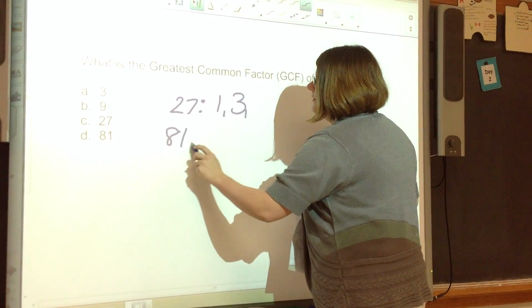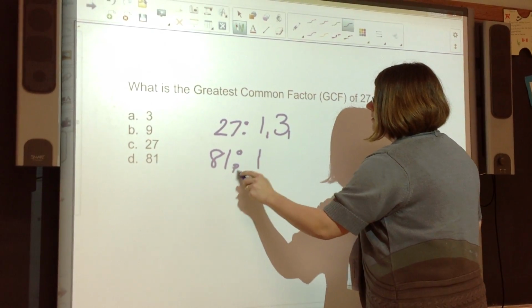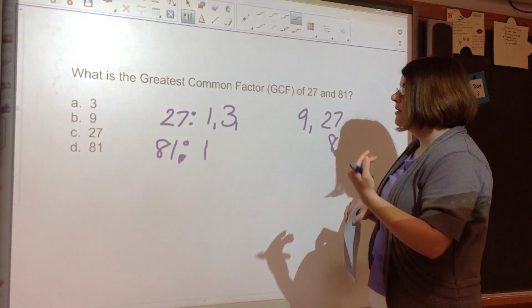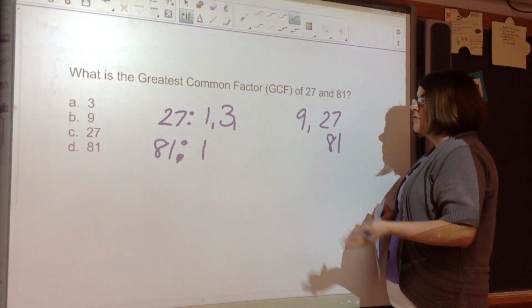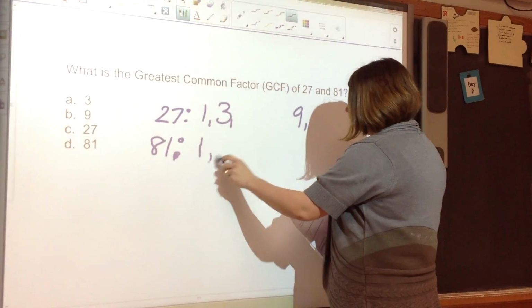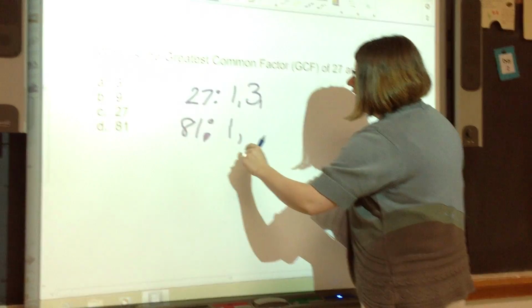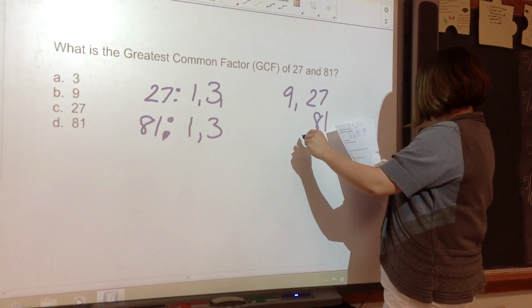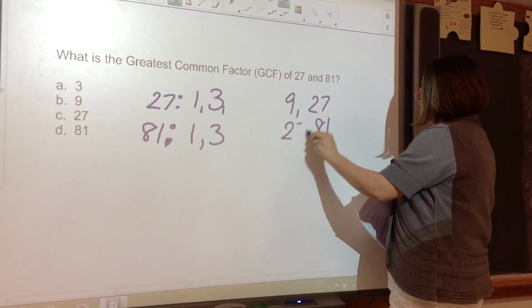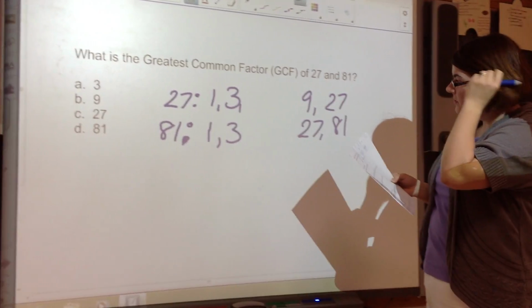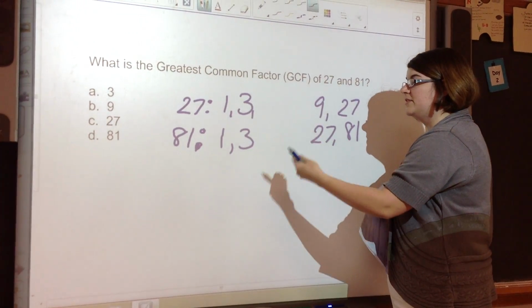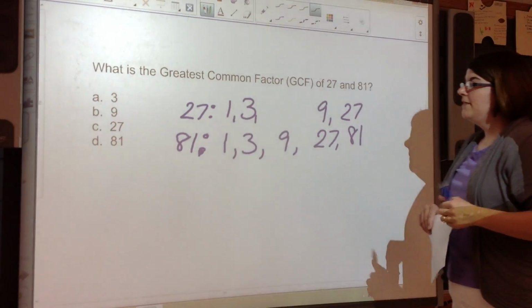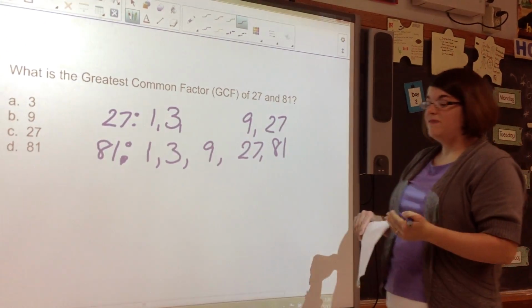And then we take 81. We have 1 and 81. Now 2 again doesn't go into 81 because 81 is an odd number. 3 does go into 81 because if we test it out, 8 plus 1 is 9, and 3 goes into 9. That goes in 27 times. And then again, you test out all your numbers. You keep going, 4, 5, 6, 7, 8, and then 9 times 9 is 81, so we meet in the middle. And then you look for the greatest number that divides them evenly.